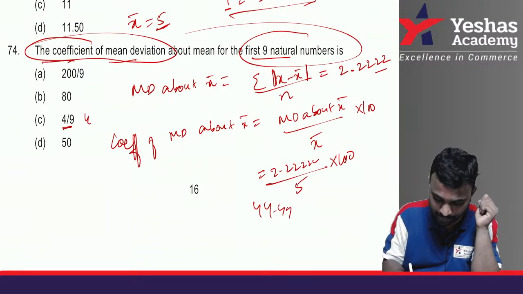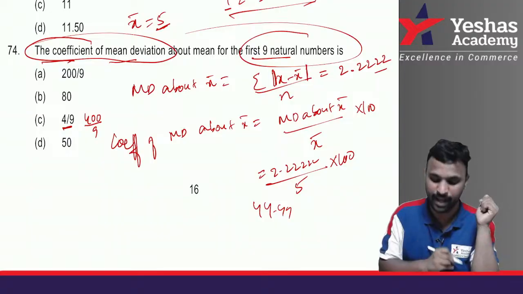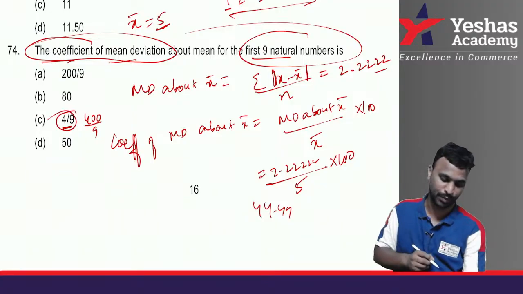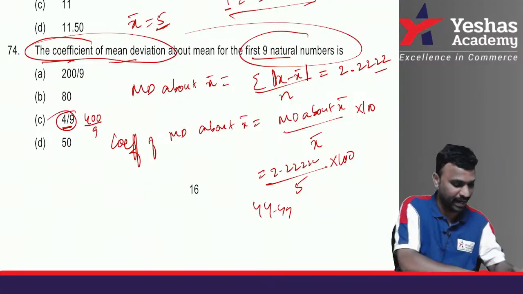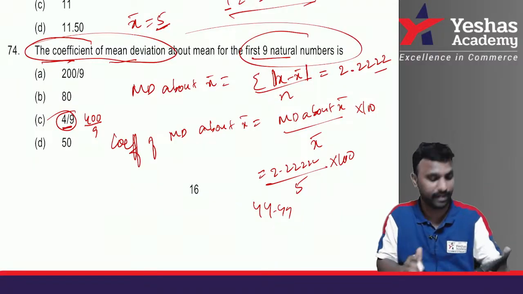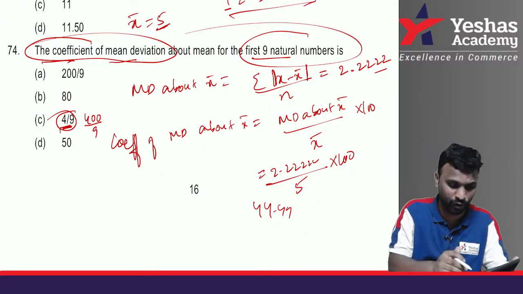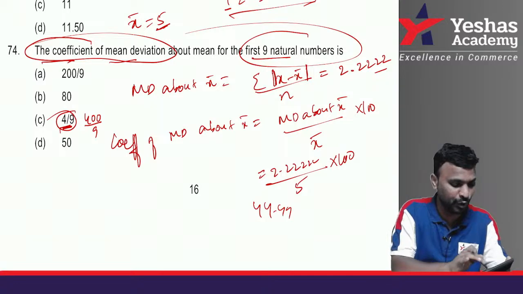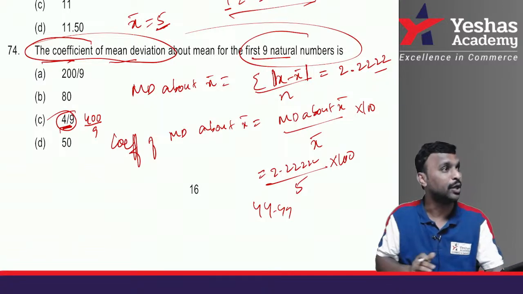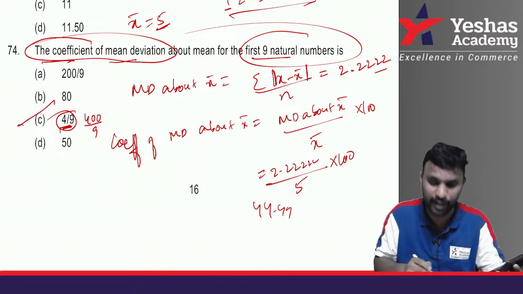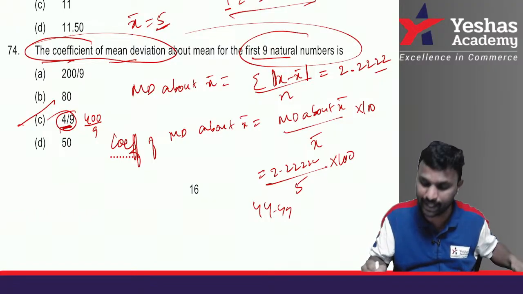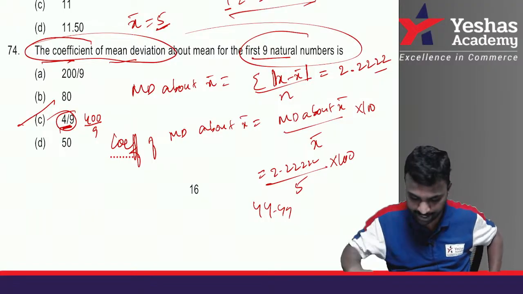Guys, there is a mistake in the option. Option C should have been 400 by 9. It's not given correctly. It's not 4 by 9, rather it is 400 by 9. If you do 400 divided by 9, you get 44.44. It should be option C, but there should have been 400 by 9, not 4 by 9.